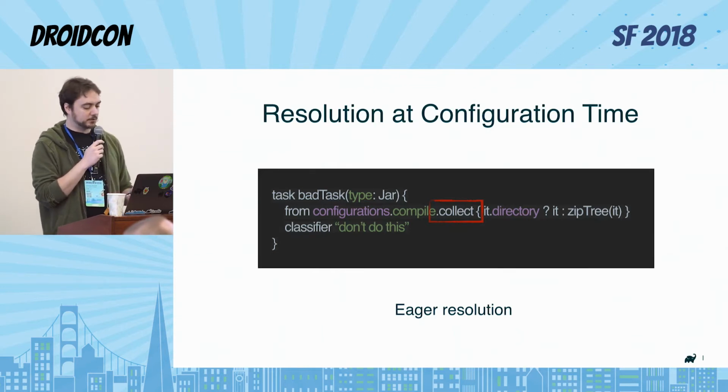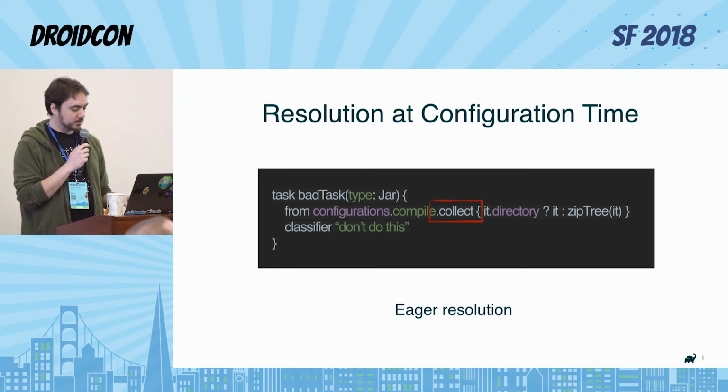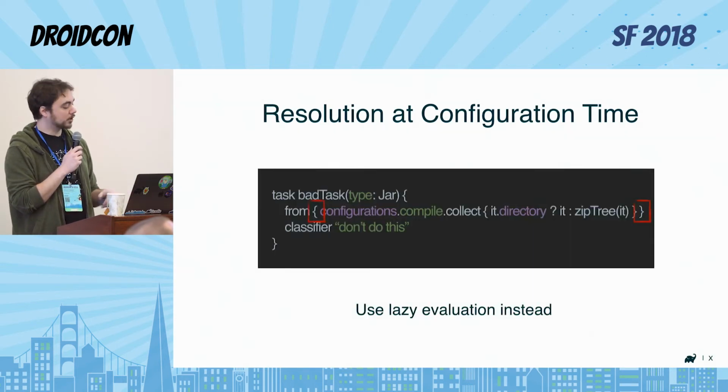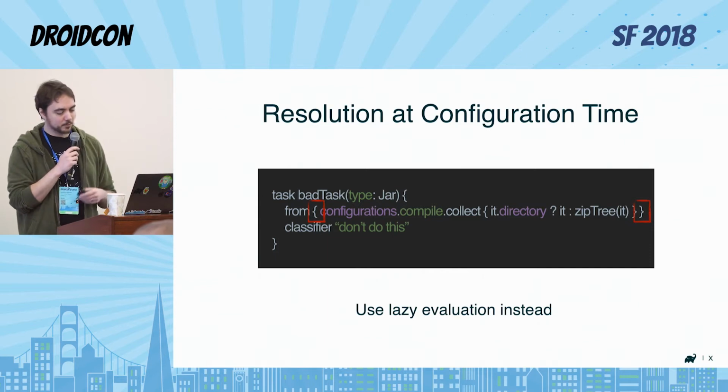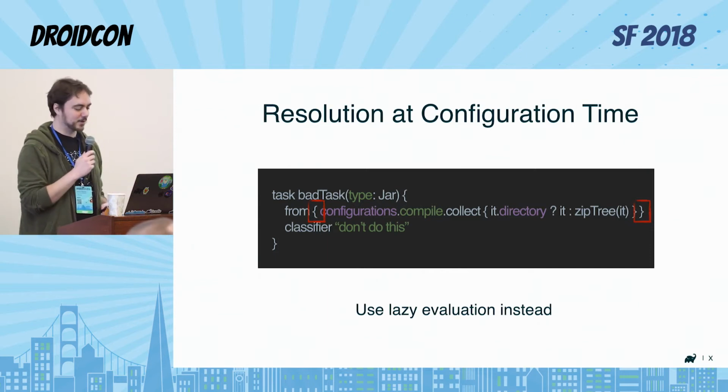Luckily, these kinds of things are very easy to fix. You can make them lazy by just wrapping them in a callable. Now we're saying, hey Gradle, I depend on these compiled dependencies when I run. And when I run, give them to me, but not before. Fortunately, we do plan on making this completely illegal in the future, so it will break your builds when you try. You're welcome.